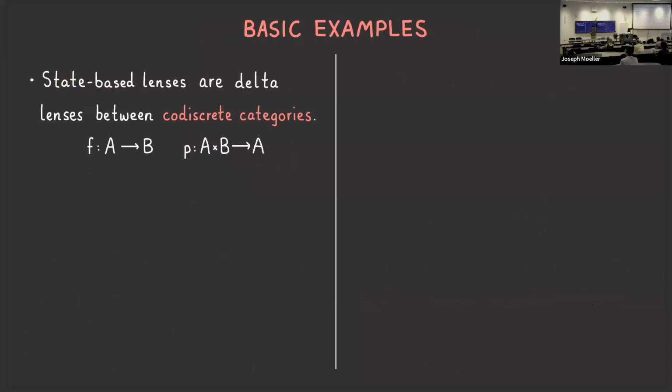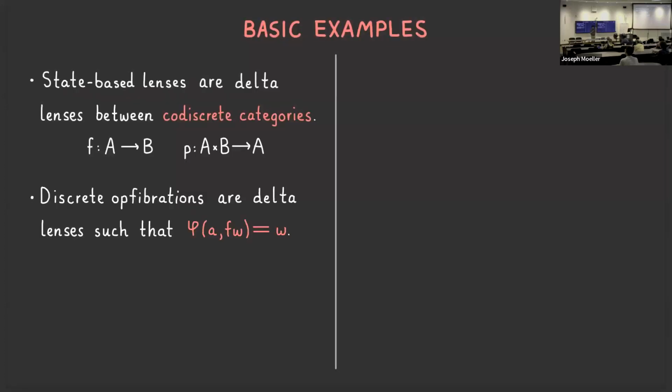Okay, so let's talk about some examples. So the very familiar state-based lenses, very well-behaved lenses, set-based lenses, lawful lenses, all synonymous, are examples of delta lenses where we get just delta lenses between codiscrete categories. Okay, so a state-based lens is just a function from A to B, a function from A cross B to A, satisfying some laws. And from this data, we can construct a delta lens between codiscrete categories, so categories on a set where there's a unique morphism between each pair of objects.